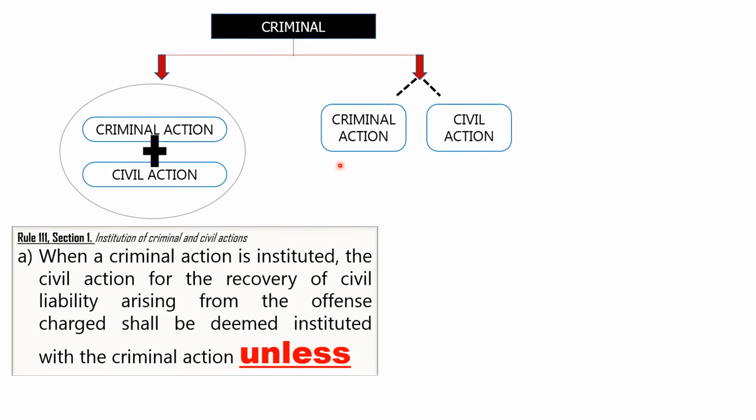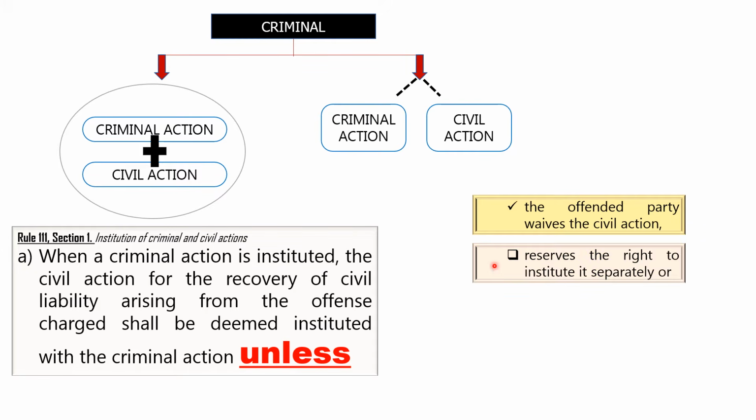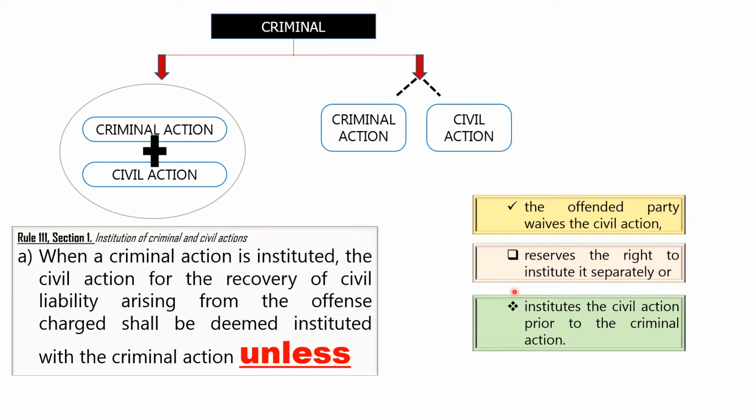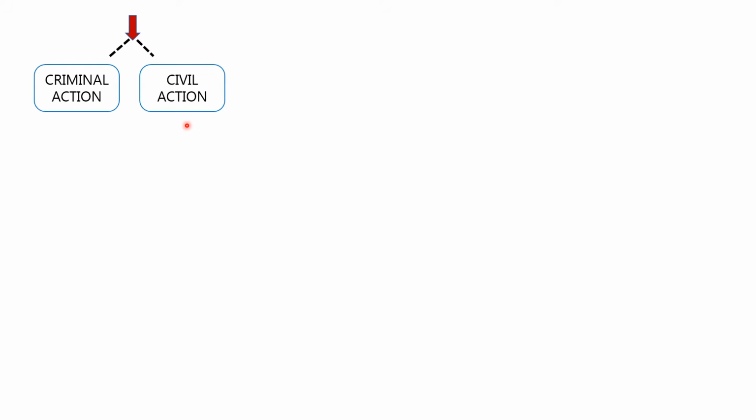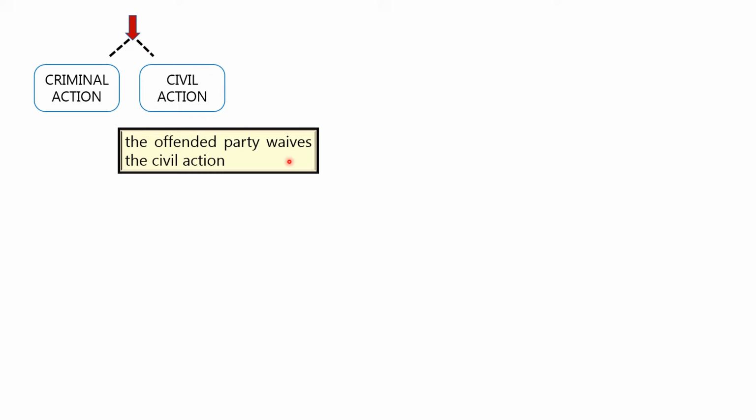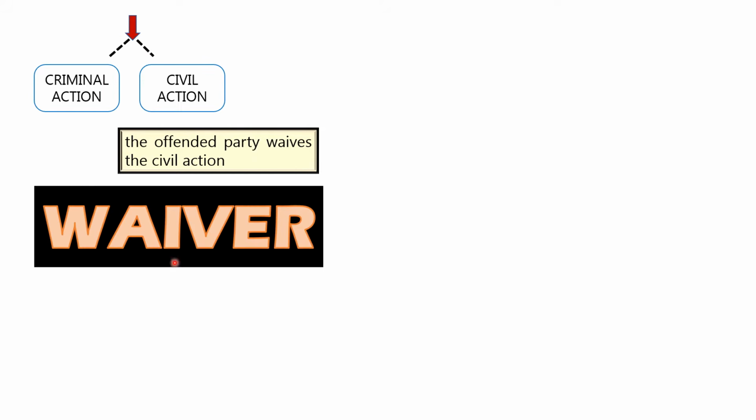So when does this happen? There are three scenarios, or three instances. The first instance is when the offended party waives the civil action. So there is a waiver. Number two, when the offended party reserves the right to institute the civil action separately. So there is a reservation. And number three is when the offended party institutes the civil action prior to the criminal action. So the civil action was filed ahead of the criminal action. So take note of these three instances. The first instance wherein the civil action is separated from the criminal action is when the offended party waives the civil action, meaning to say there is a waiver.